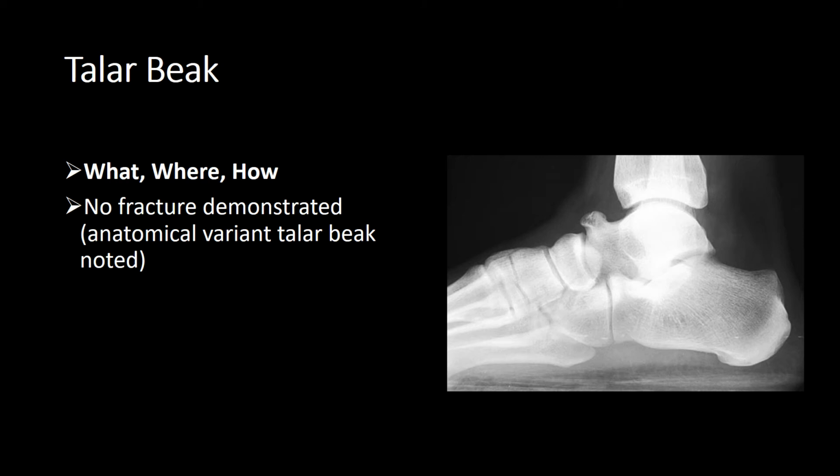Where is it? What is it? How is it? No fracture demonstrated. Anatomical variant, talar beak noted. Talar beaks are frequently associated with coalition of the tarsal bones. Let's have a look at a couple of those.